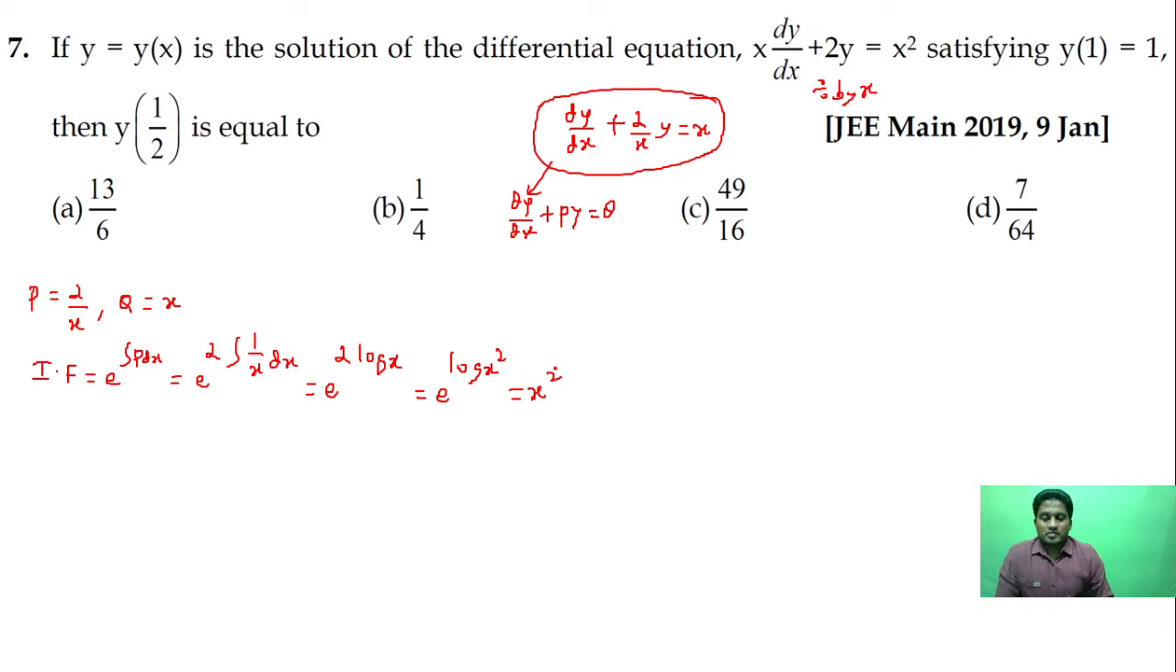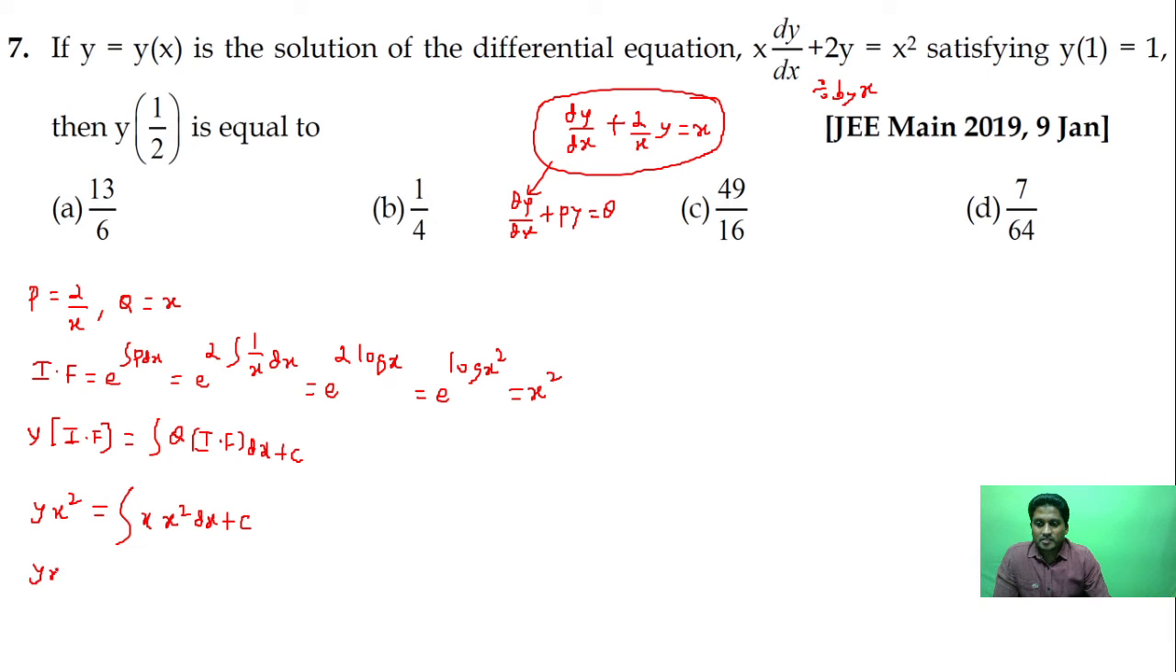Now the solution is y into integrating factor is equal to integral q into integrating factor dx plus c. So y into x square, the IF, is equal to integral q into IF, where q is x into x square, dx plus c. So you get y into x square is equal to integral x cube dx plus c, which is x to the power of 4 divided by 4 plus c.